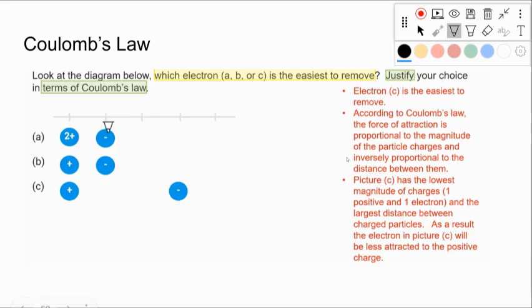In this one, I have positive 2, negative 1. This one I have positive 1, negative 1. And then this one I have positive 1, negative 1. So these two scenarios have the same charges, but they do not have the same distance. So in that equation, those Q's are the same for example B and example C, but the R squared is not the same. So this one says electron C is the easiest to remove. According to Coulomb's law, the force of attraction is proportional to the magnitude of the particles' charges and inversely proportional to the distance between them.